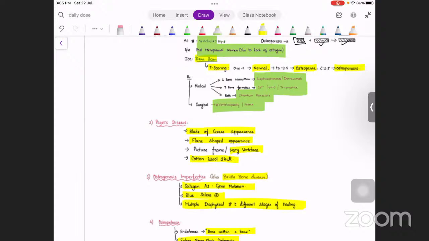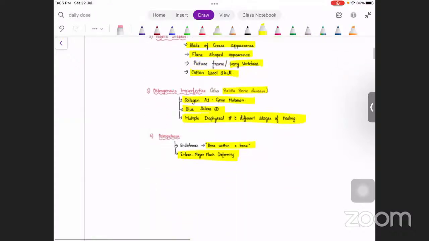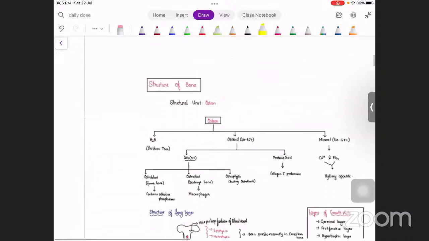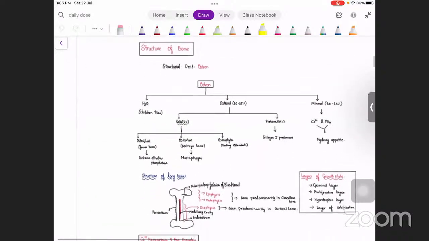Osteogenesis imperfecta: collagen A1 gene mutation, blue sclera, multiple diaphyseal fractures with different stages of healing. Osteopetrosis: bone within the bone, Erlenmeyer flask deformity. Then you have the structure of bone. Speaking about the structure of bone, what is the structural unit of bone?